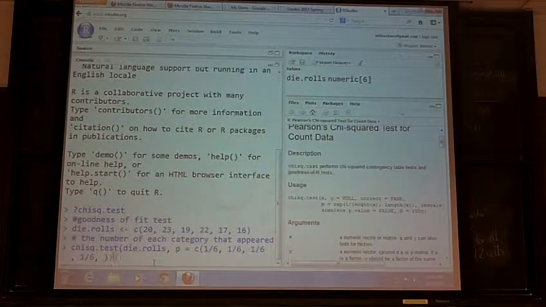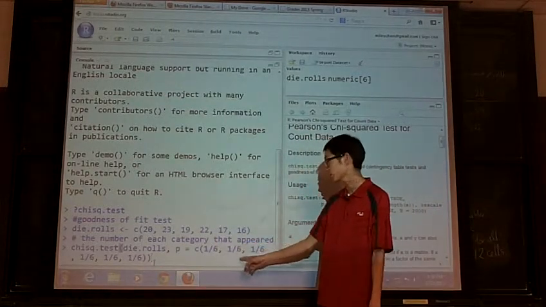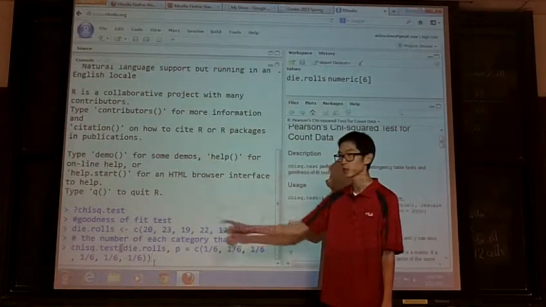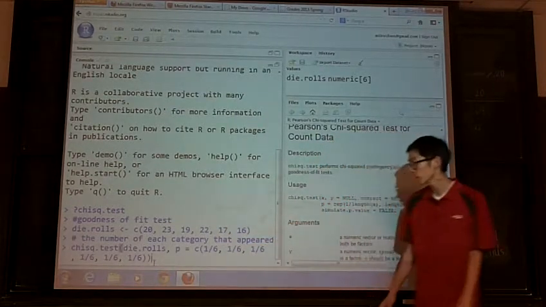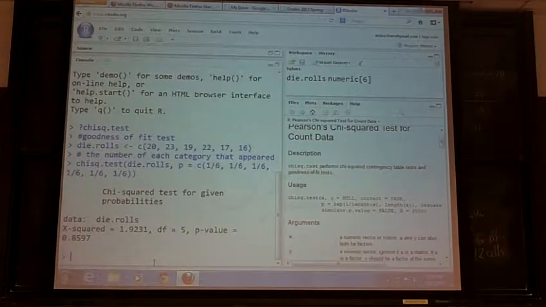One, two, three, four, five, six, seven. So this says I'm expecting the first category to appear 1/6 of the time, second category to appear 1/6 of the time, third, and so on and so forth. So all of these are 1/6. And then I just say R, do your magic, and tell me. And so here it goes.